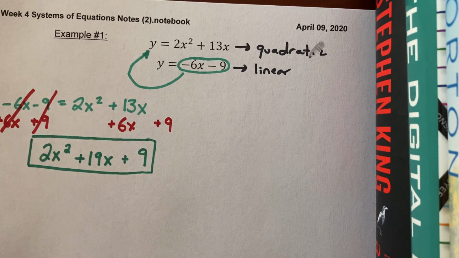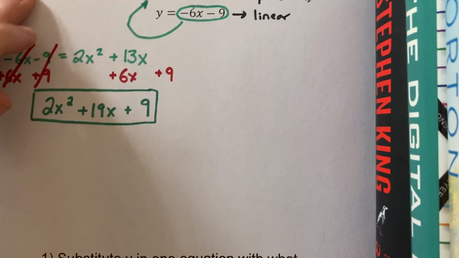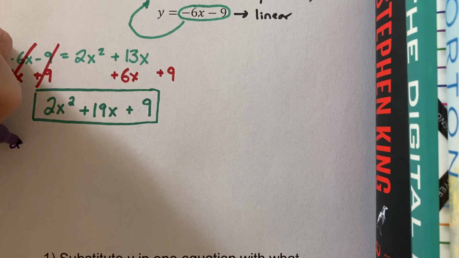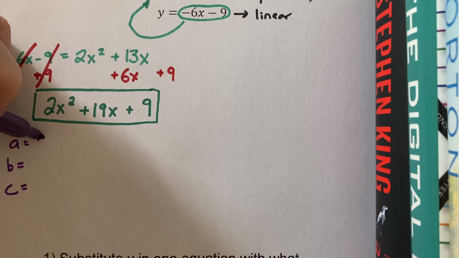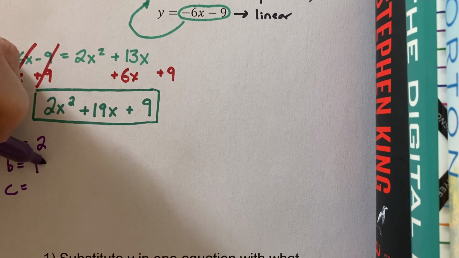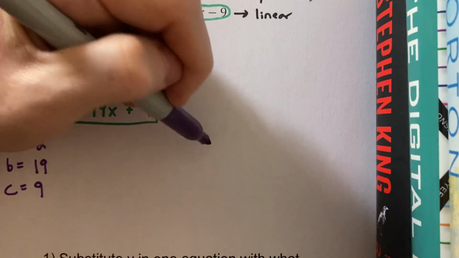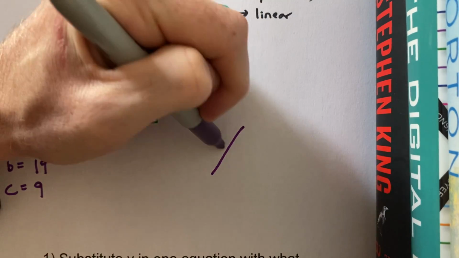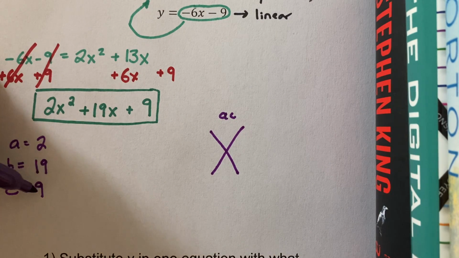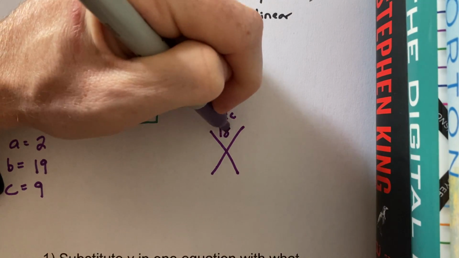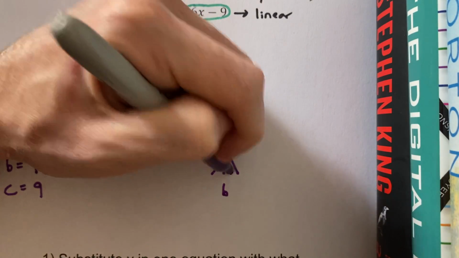All right, so I'm going to use the factoring method. I'm going to go down here and label A, B, and C. A is the number attached to x squared, B is the number attached to the x value, and C is that constant. Remember we did this x box thing, and we put the AC number up top here, so 2 times 9 is 18. And remember, B goes on the bottom, so I'm putting 19 down here.